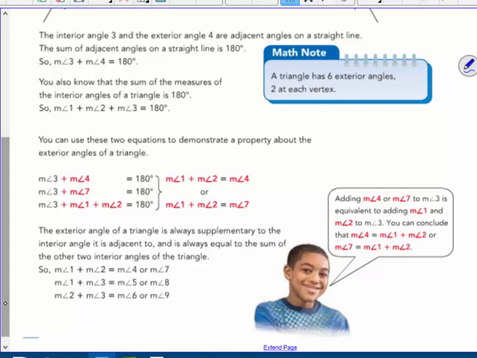The exterior angle of a triangle is always supplementary to the interior angle that it is adjacent to. And it is always equal to the sum of the other 2 interior angles of the triangle. So the measures of angle 1 and 2 are equal to the measure of angle 4 or 7, the exterior angle. So the exterior angle is equal to the sum of the opposite 2 interior angles. That's what this is saying. And you can see that they are going to make equivalency.